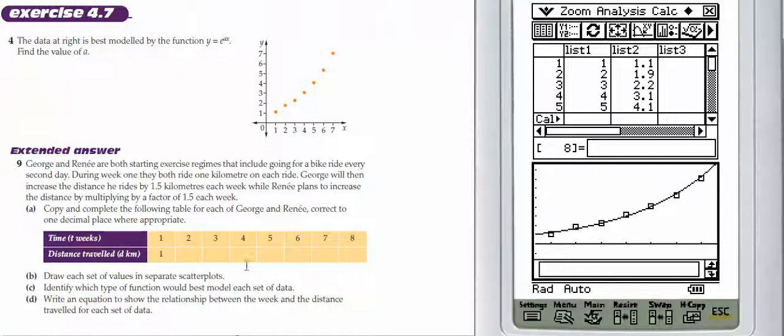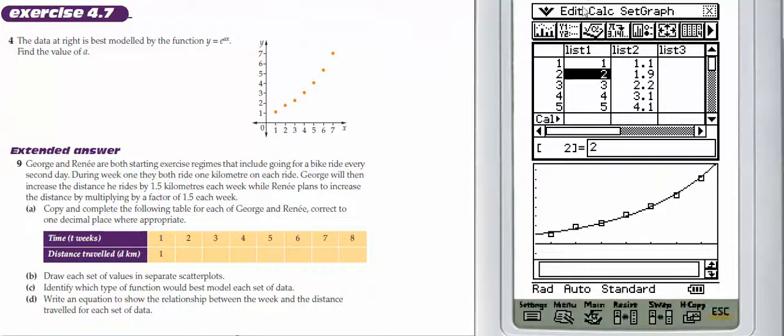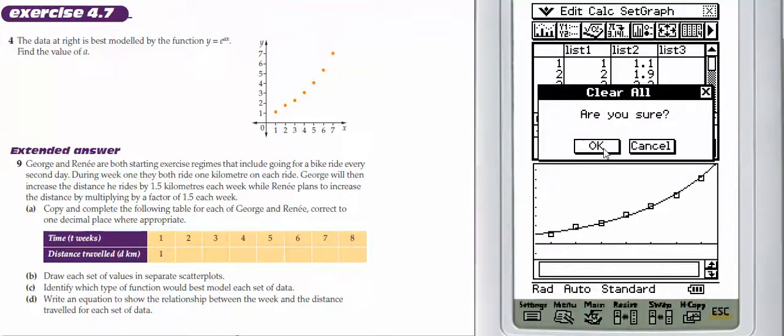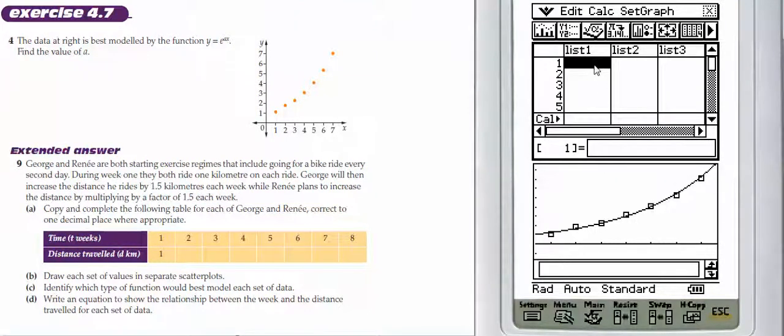Okay, so I need to draw separate scatter plots. So I'll go back up here, edit, clear all, okey doke. Now this is for George. 1, 2, 3, 4, 5, 6, 7, 8.